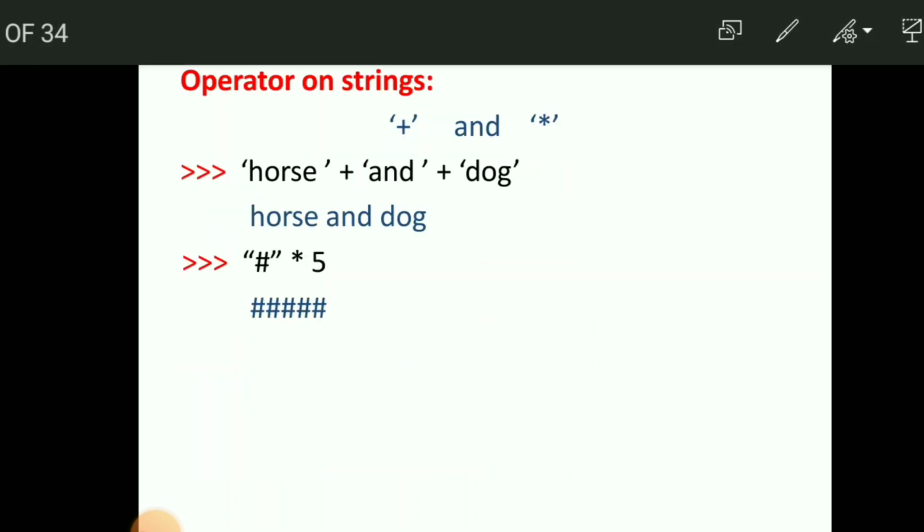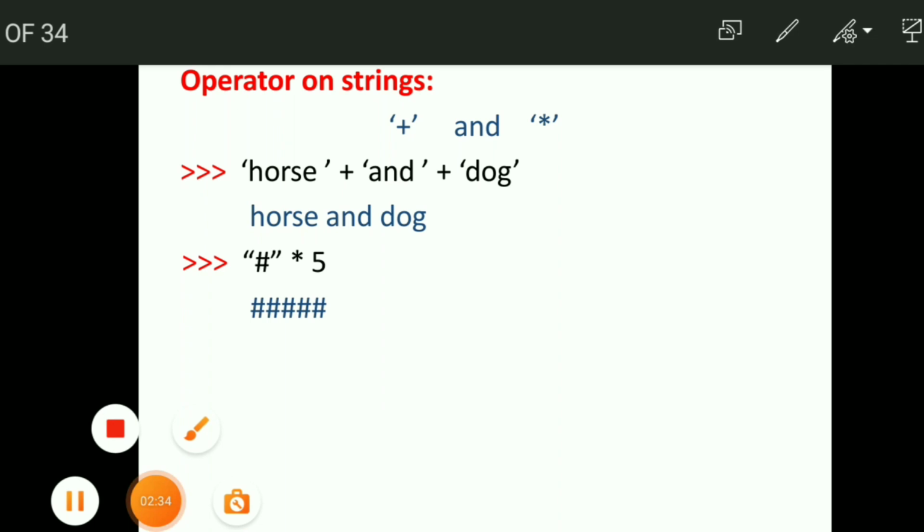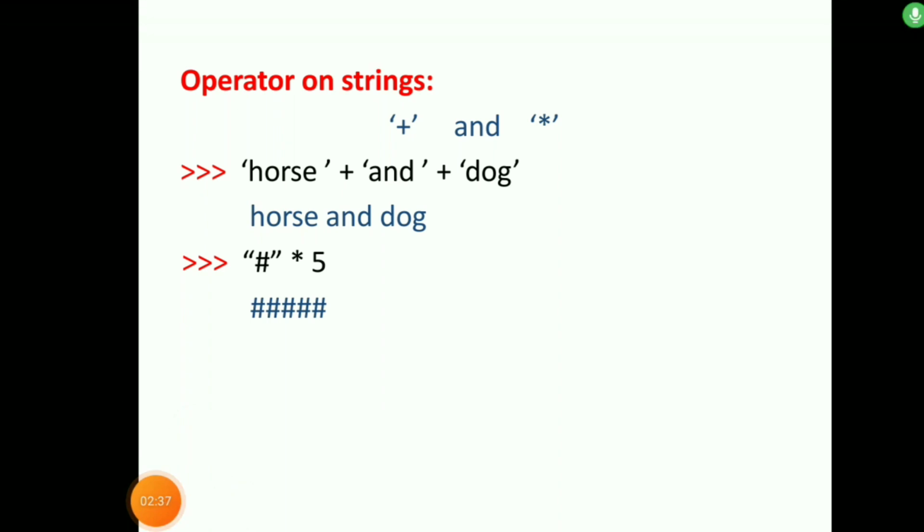Next, operators on strings. Plus indicates the concatenation operation and star, the asterisk, indicates the repetition operation. We can join more than one string using the plus symbol. Horse plus and plus dog, we can get horse and dog. Similarly, we can get the repetition of the string by using the asterisk symbol.